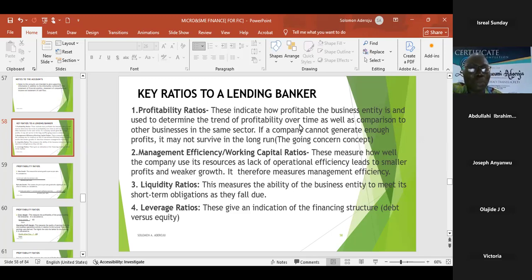So the company must be able to make profits. Then efficiency is just to see how efficient the management is to convert their stock to cash, and also to collect their debt on time. You are going to see those ratios. The liquidity is to measure their ability to meet their short-term obligations. The leverage is the financing structure: who finances more, the owner of the business or outsiders?